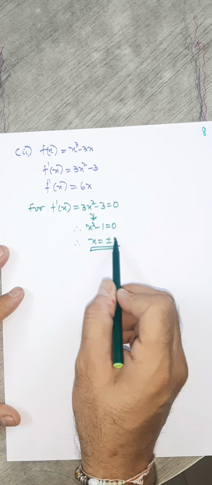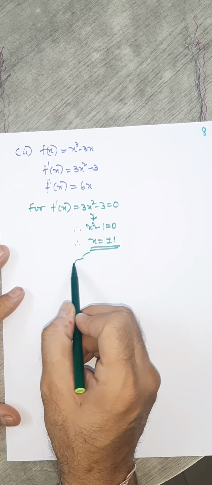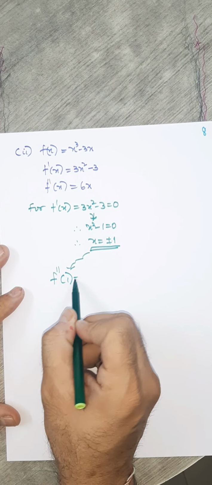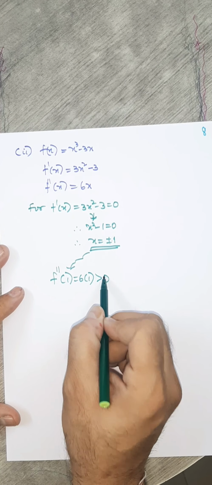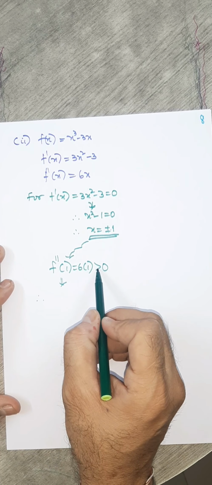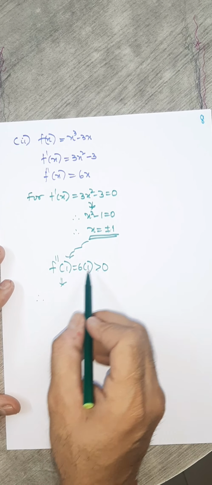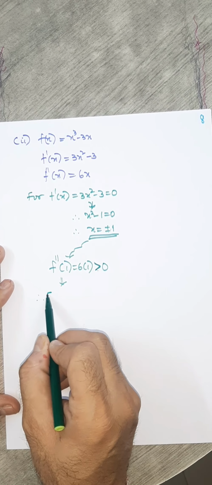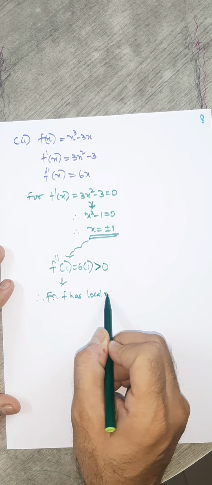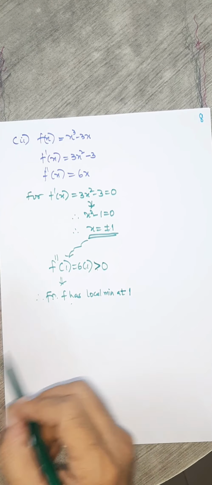So these are the two turning points. At 1, the first order derivative is 0. At minus 1, the first order derivative is 0. Now where will we put this 1 and minus 1? In the double derivative. Put 1 here. So 6 into 1 is greater than 0. What is the conclusion from this? This is greater than 0, so at 1 the function has a local minimum. Positive means minimum. Therefore, function f has a local minimum at 1.